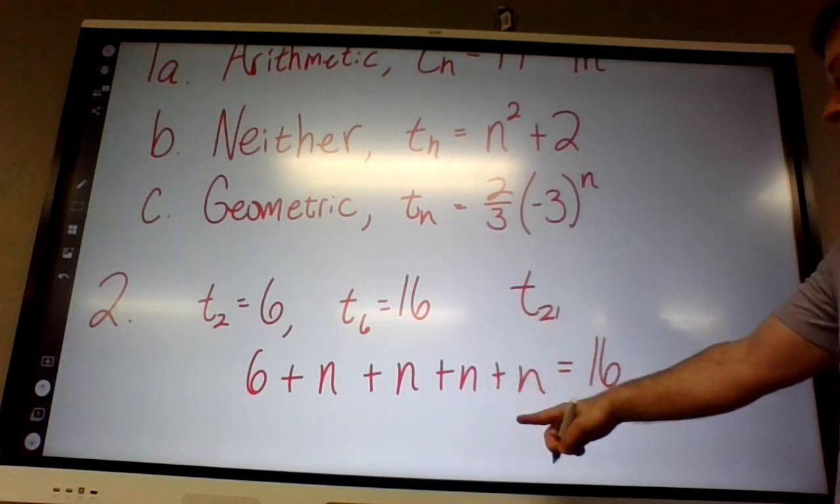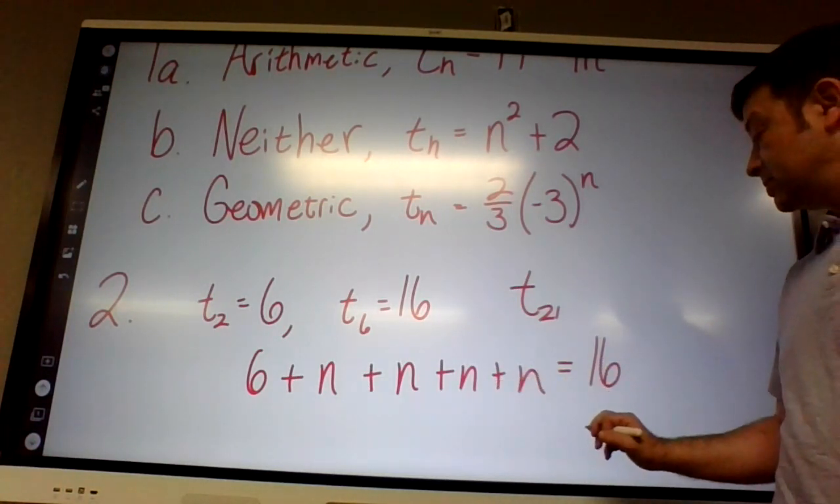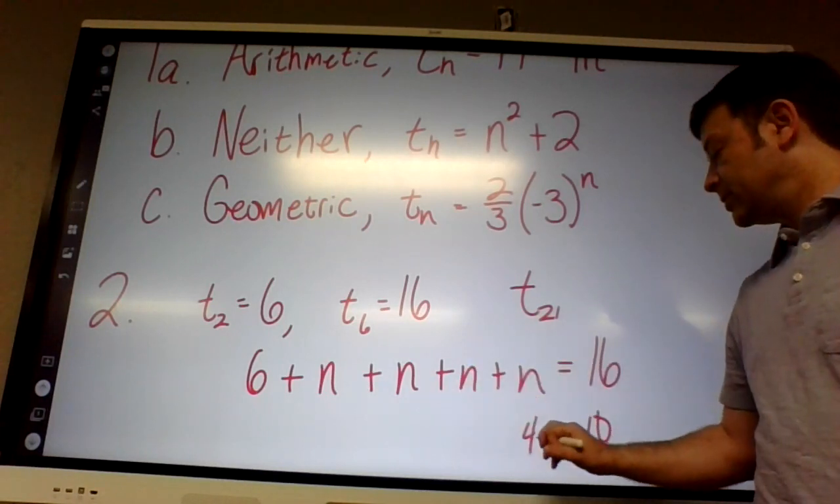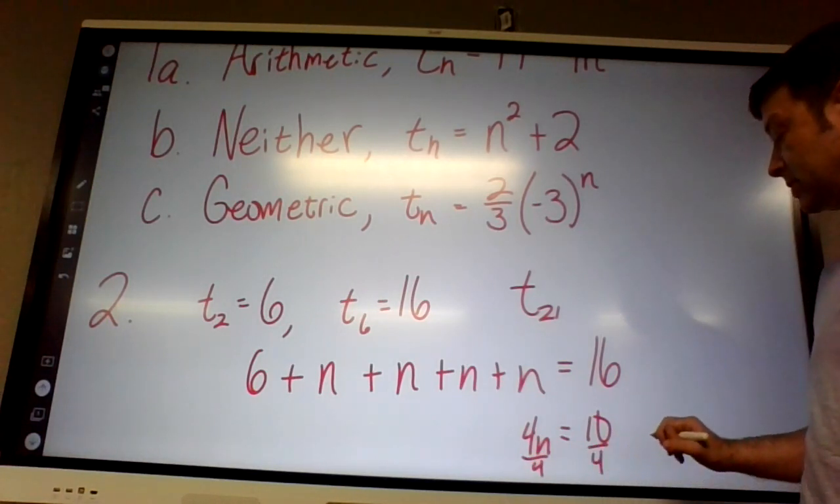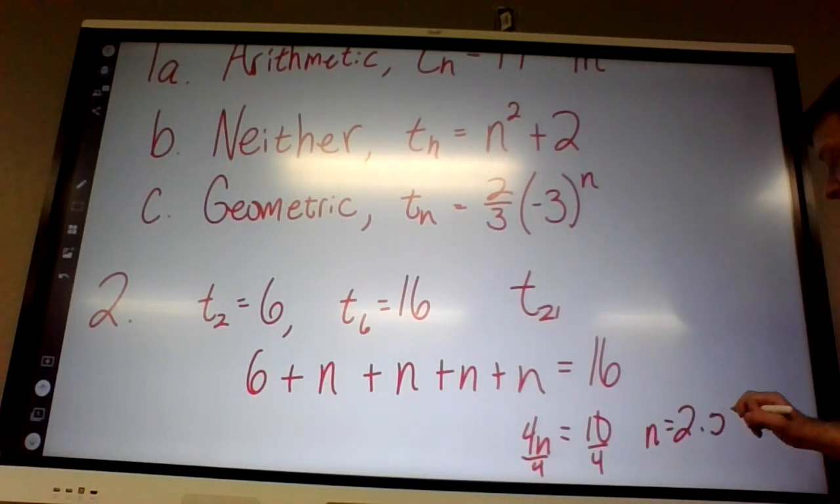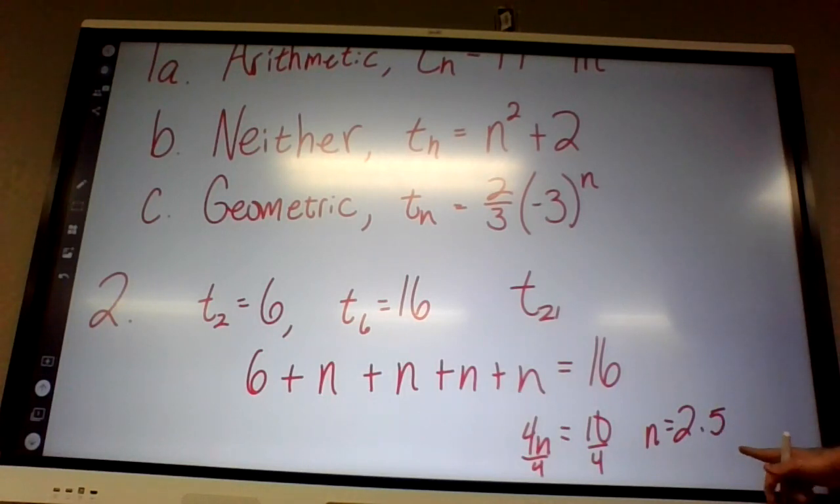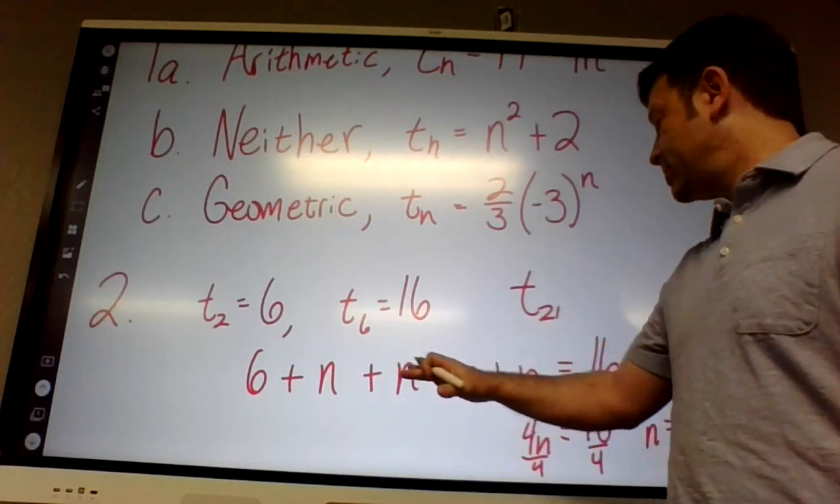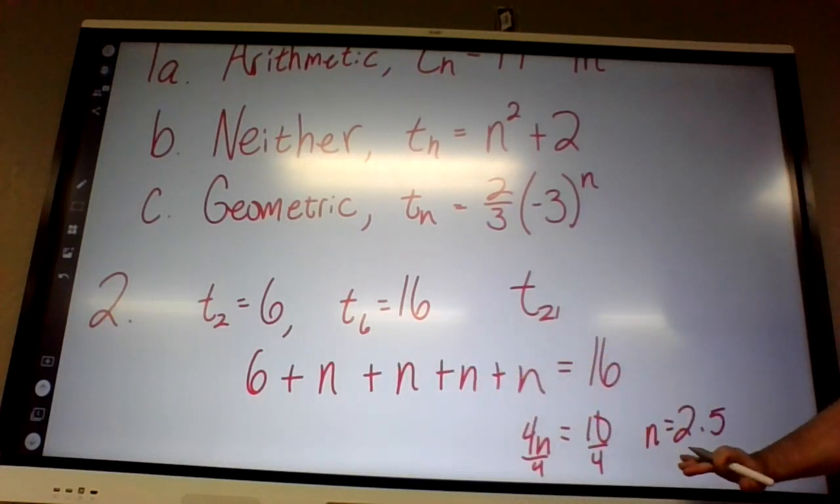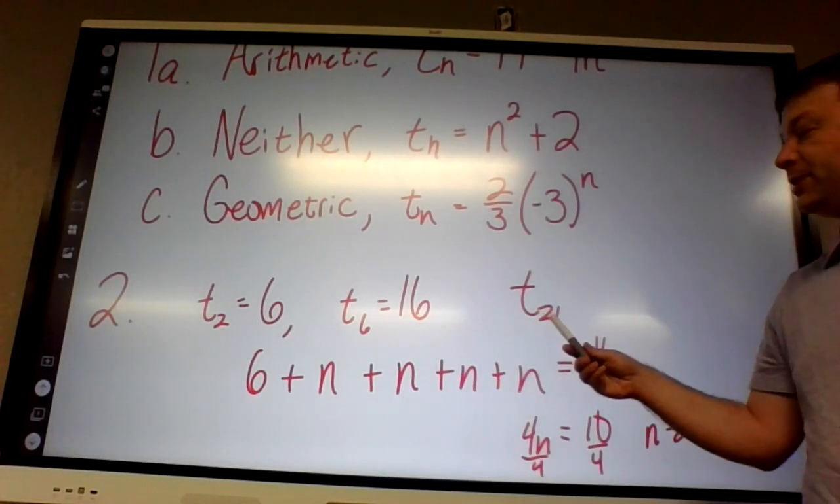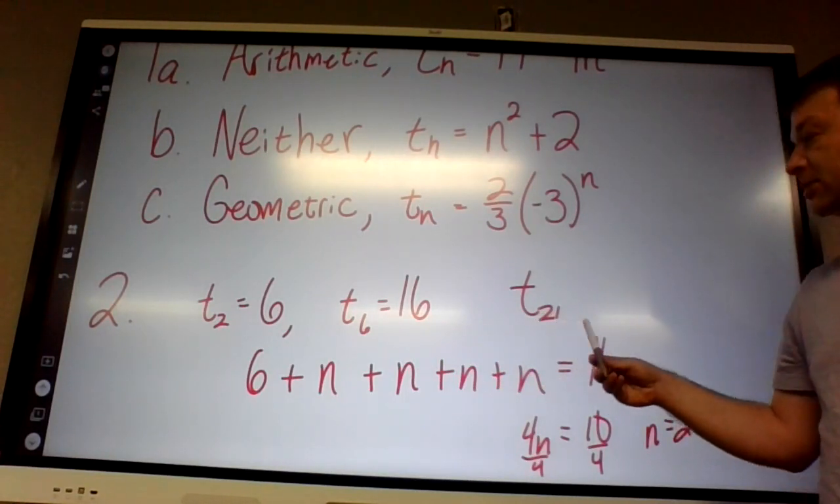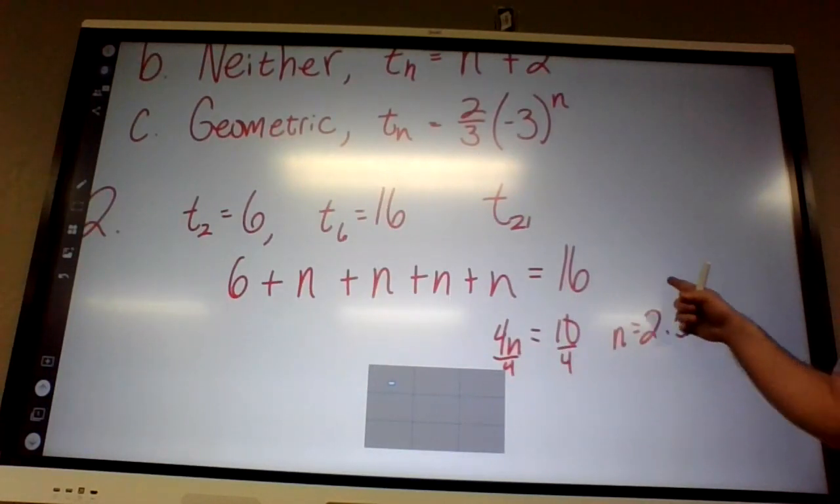So, if you subtract 6, you get 10. And there's 4 of them in there. 10 divided by 4. Okay, maybe I shouldn't have used N. Probably should use D or something. But anyway, the value that they're adding over and over must be 2.5. So from here to here, it's going up 15 more terms. So it's 15 more of these.